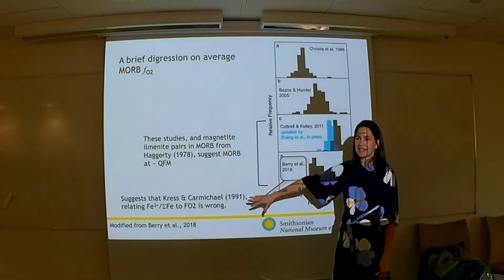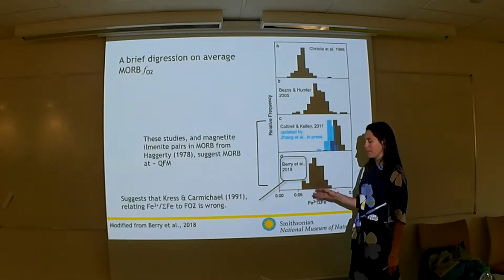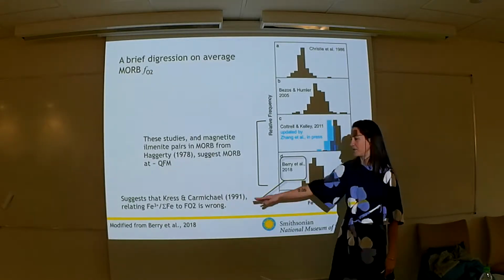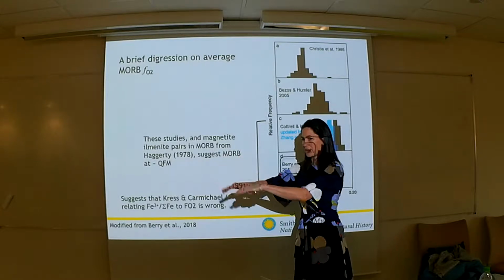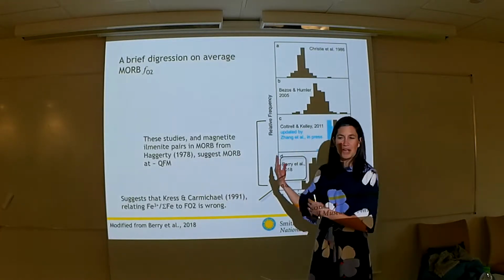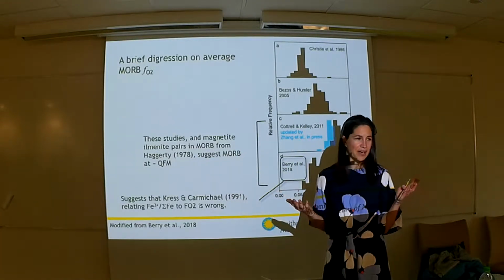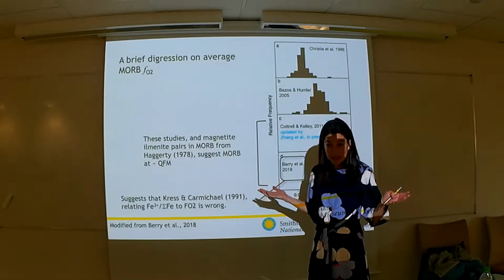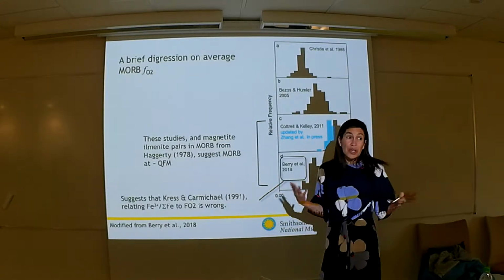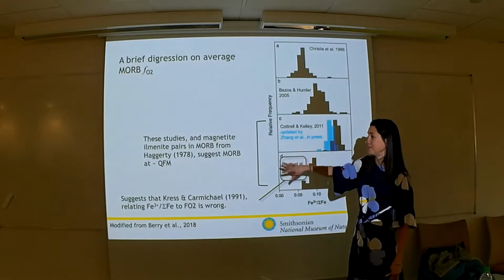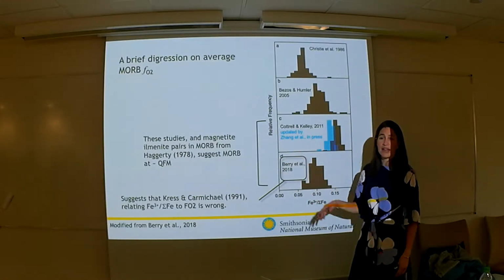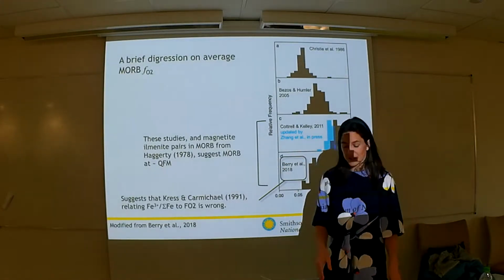So that's how this is QFM, but 10%. They're doing away with Kress and Carmichael. I'll talk about it a little more. I'm not sure that's right, but the good news is that there's broad agreement between these studies that the upper mantle is at about QFM.